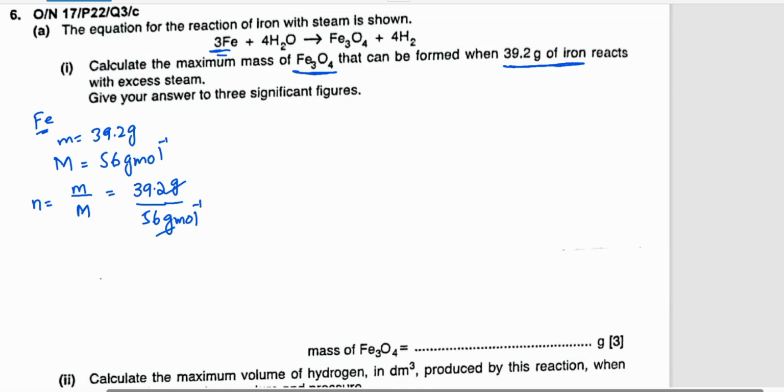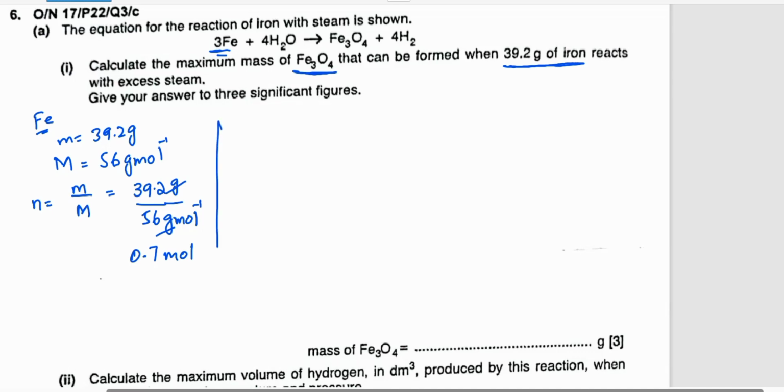So 39.2 divided by 56 is 0.7, and per mole will become mole when it moves up in the numerator. So what can we find from here? For iron, the mole ratio we can find.